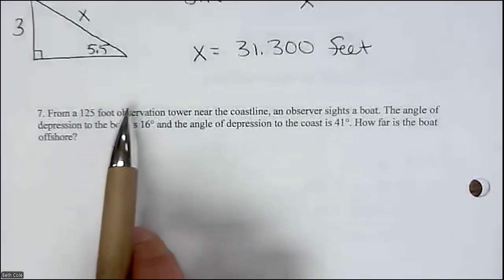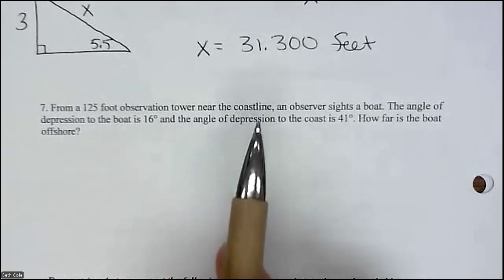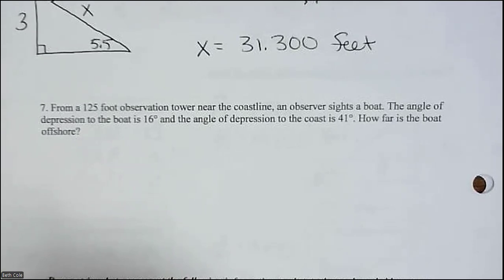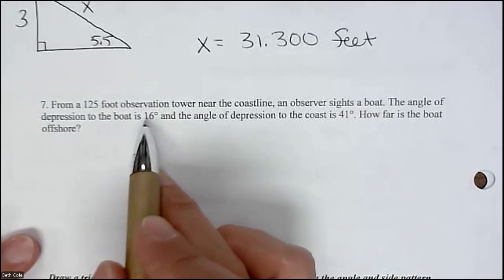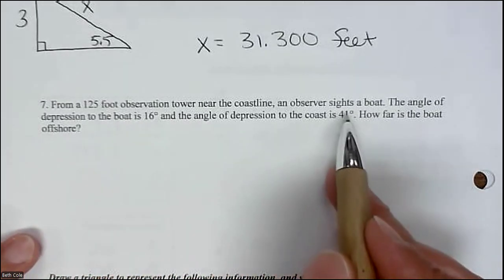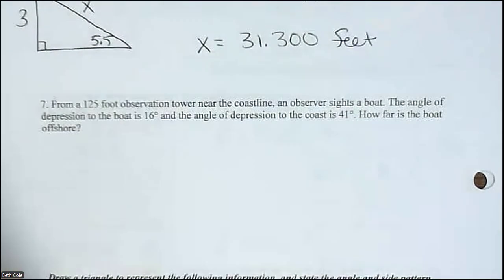All right, 125-foot observation tower near the coastline. Use your imagination. Do you know, like a lighthouse? Okay, near the water. All right. Sees a boat. The angle of depression to the boat is 16, to the coast is 41. Do you see how there's 2 different angles? Do you remember the problem we did where there was a building and there was a statue of that goddess on top of it and there were 2 angles? This is going to be a 2-part problem.